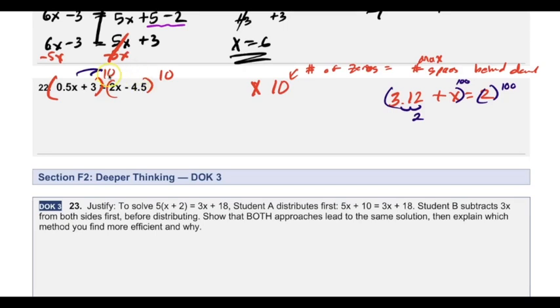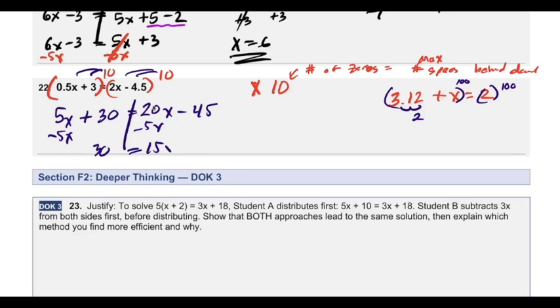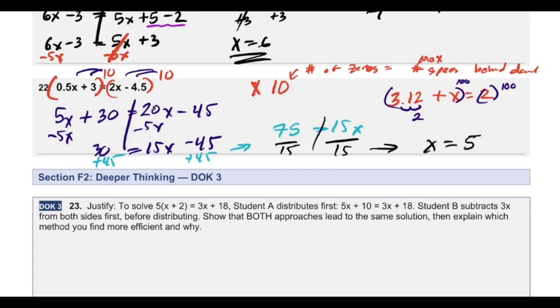That makes this over here 10 times 0.5 moves it over 1. You just get 5x. 3 times 10 is 30. Over here, same idea. 2 times 10 is 20. And over here, 10 times negative 4.5, just move it over 1 to get negative 45. And now it's just a normal problem. We want to get the x's by themselves, so let's minus this 5x. And I'm going to get 30 equals 15x minus 45. Then we're going to add 45 to both sides. So I'm going to get 75 is equal to 15x. And then we're just going to divide by 15 to get the x by itself. And you're going to get x equals 5, I believe.